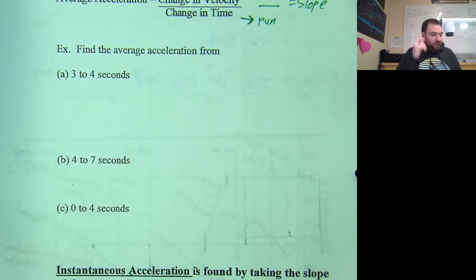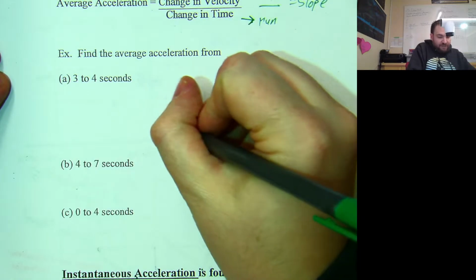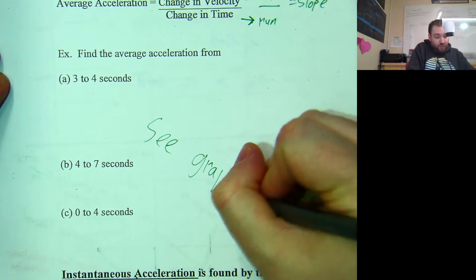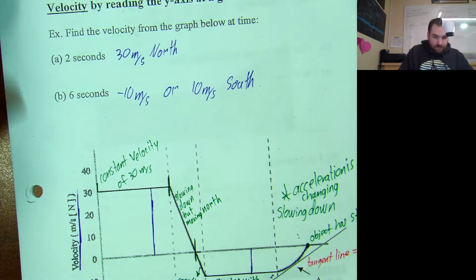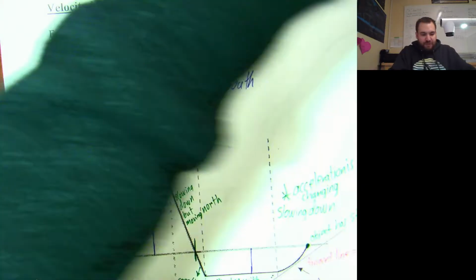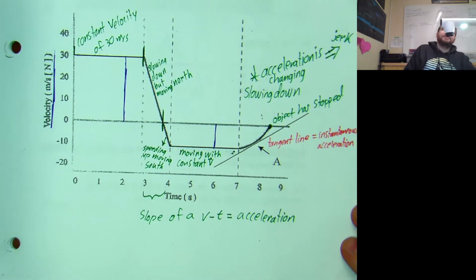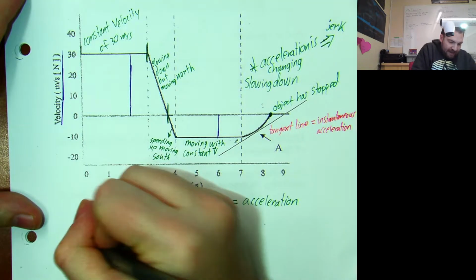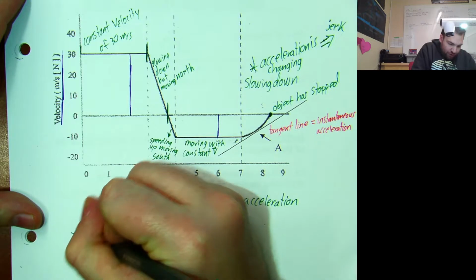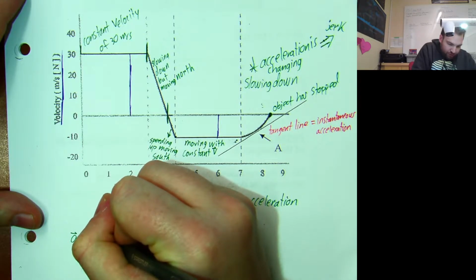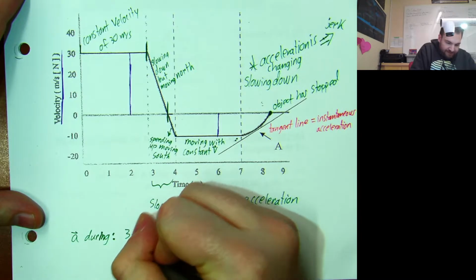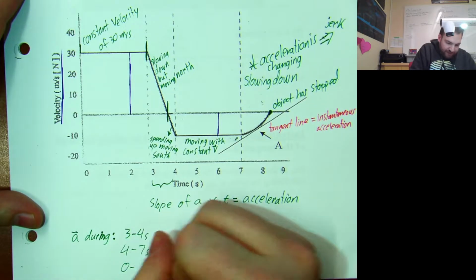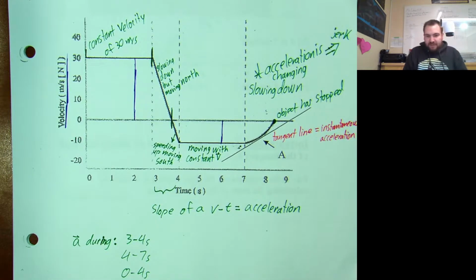So we're going to do these calculations, A, B, C, on the previous page, right on the graph. So let's do that. I will make a note of which ones we want. I'm just going to make a note on the front just so we remember. We want A, the acceleration during the following times. We want 3 to 4 seconds, we want 4 to 7 seconds, and we want 0 to 4 seconds. Okay, so those are the time frames we want to deal with.